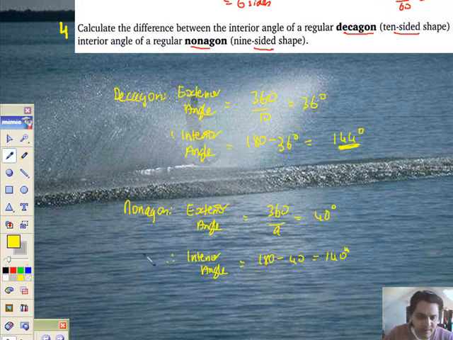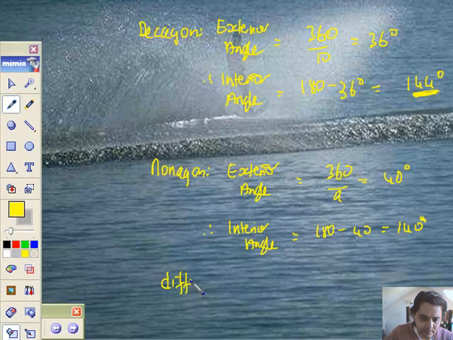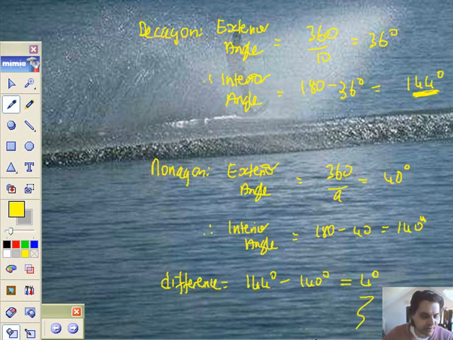And it asks me the difference between them. So here I go. So the difference is going to be 144 degrees take away the 140 degrees, and the difference is therefore a whopping 4 degrees. Alright, I think I'll stop there. That's enough detail, and I'll see you in part 2 of the same section, 7.3.